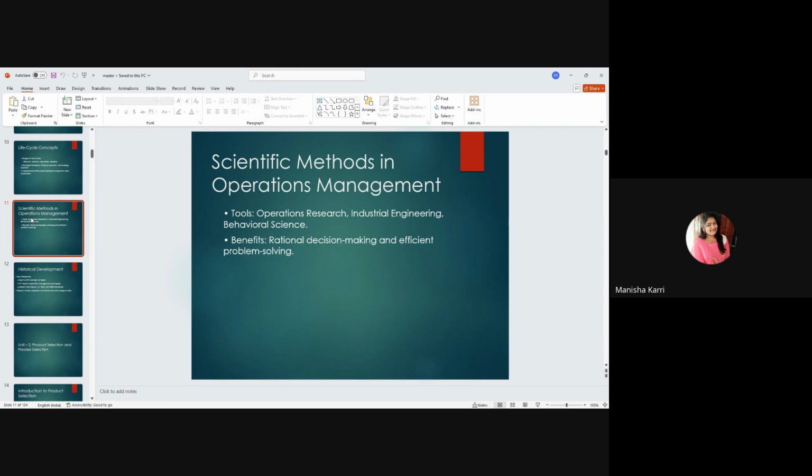Next, efficient problem-solving. Here, scientific methods help to identify different types of problems, analyze them systematically, and find solutions that improve efficiency and reduce different types of costs. For example, using simulation to test different production scenarios and choosing the best one before making real changes.